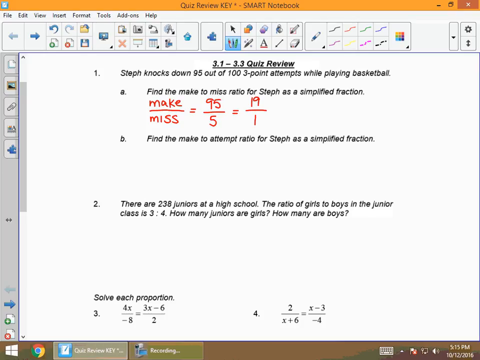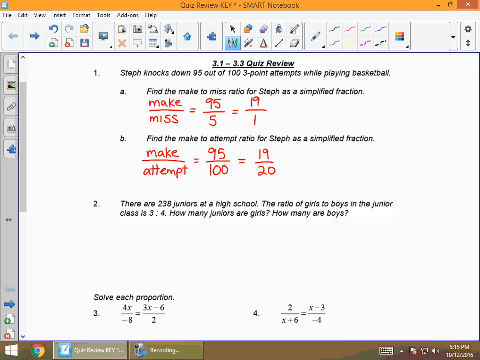Number 2 says find the make to attempt ratio. So now we have make over top of attempt. How many does he make? He makes 95. And how many are attempted? 100 attempts. Again, we can divide both of these by 5. 95 divided by 5 is 19, while 100 divided by 5 is 20. So the simplified ratio is 19 to 20.